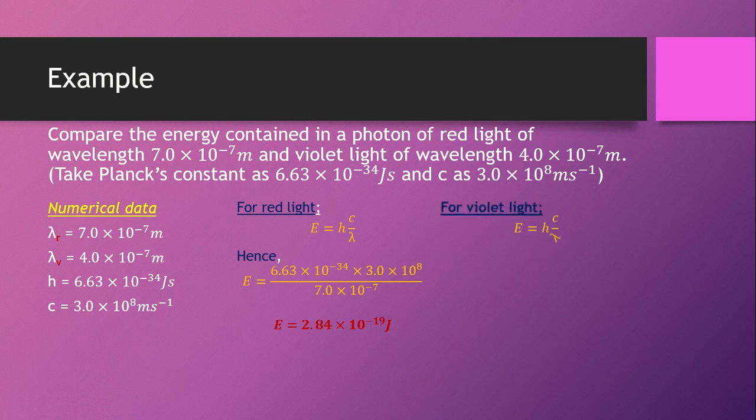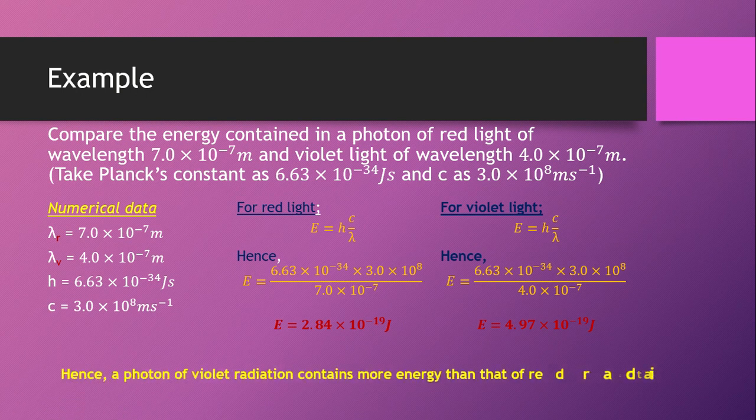For violet light, the formula still remains the same. Hence, if I bring out my substitution, I should have that my energy is 4.9 × 10^-19 joules. Now notice here, the lower the frequency, the lower the energy, and the higher the frequency, the higher the energy. That's how that statement was meant. So hence, a photon of violet radiation contains more energy than that of red radiation. That's what we figure out in this particular statement.